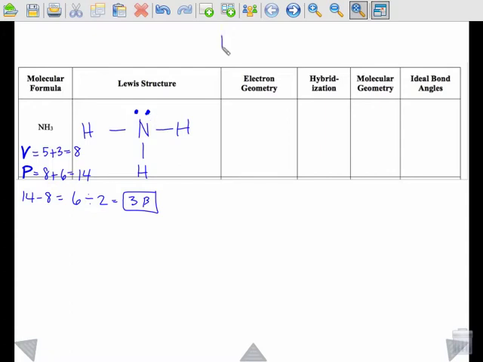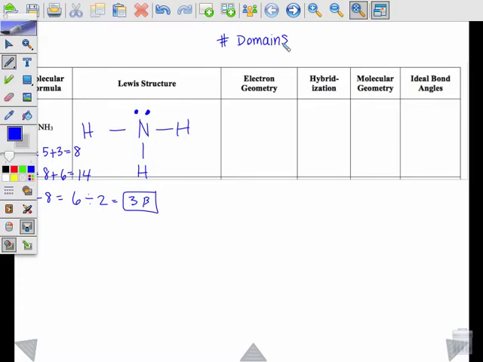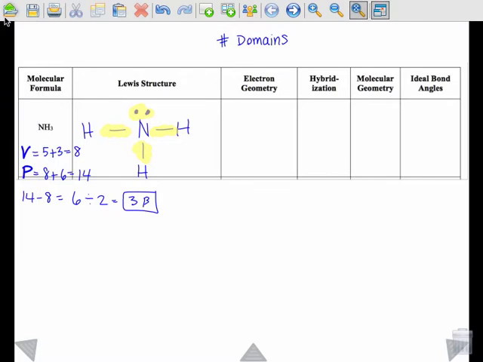So electron geometry just has to do with the number of domains. And we remember that a domain is either a bond or it's a lone pair. So if I use my little highlighter here, and I say, if I'm going to count the domains, there is 1 here, 2, 3, 4. Those are my domains. 1, 2, 3, 4. The double pair of electrons just counts as 1. So I know I have 4 domains.